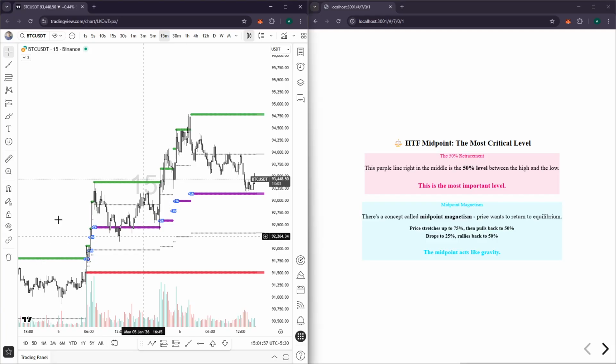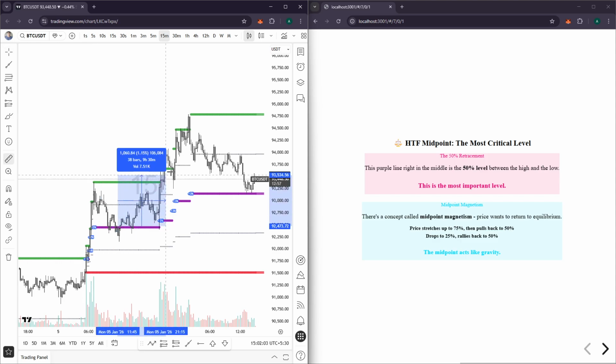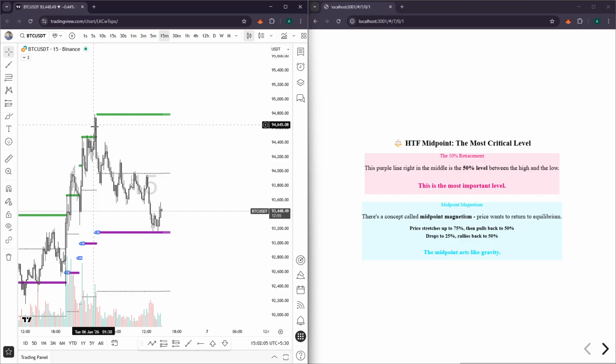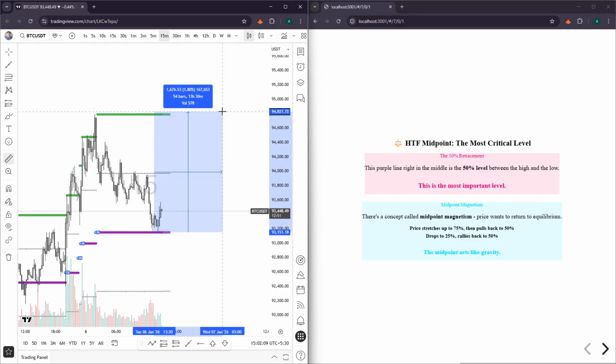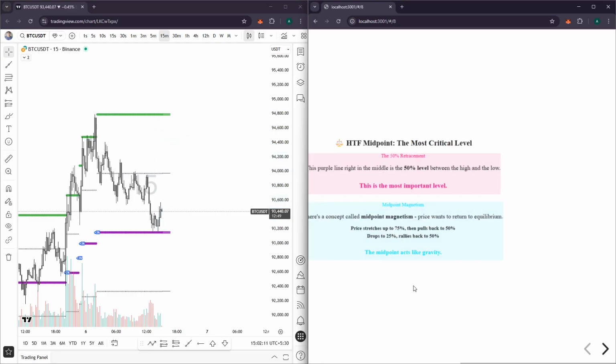As you can see now, on Monday, when the market came to the midpoint, it went up. Now it has also come to the midpoint and it's trying to go up. And I think it's going to go up. So we'll see.